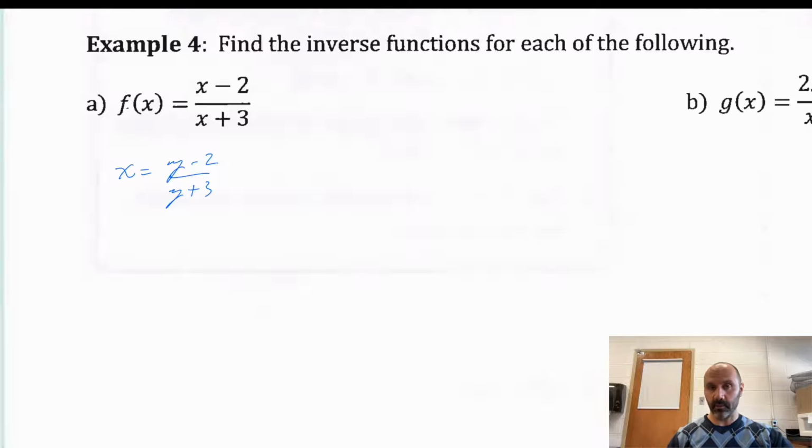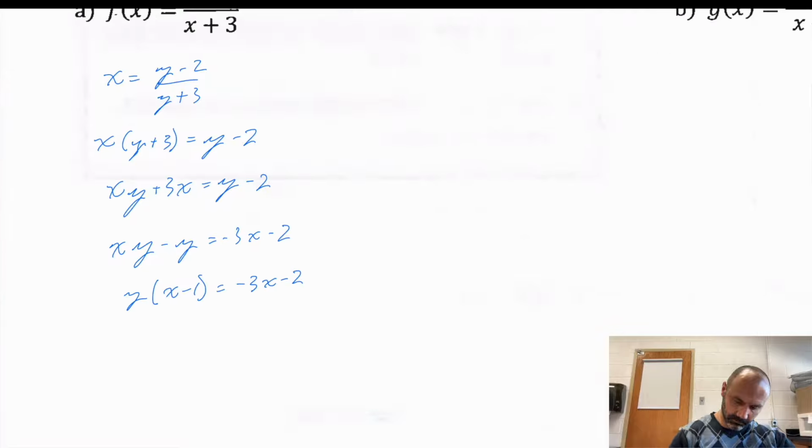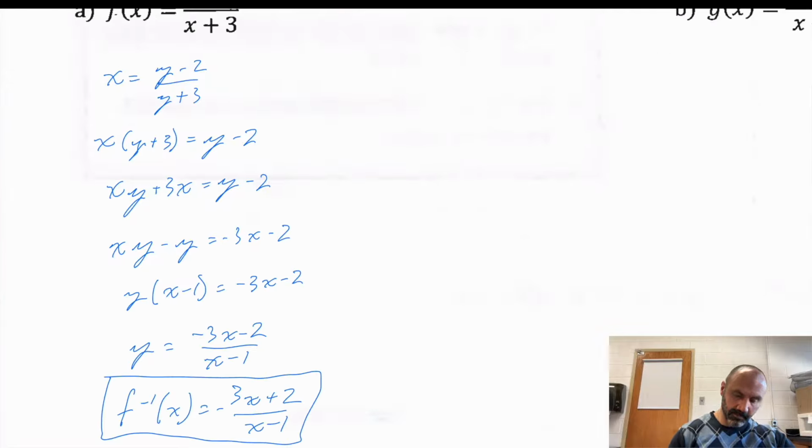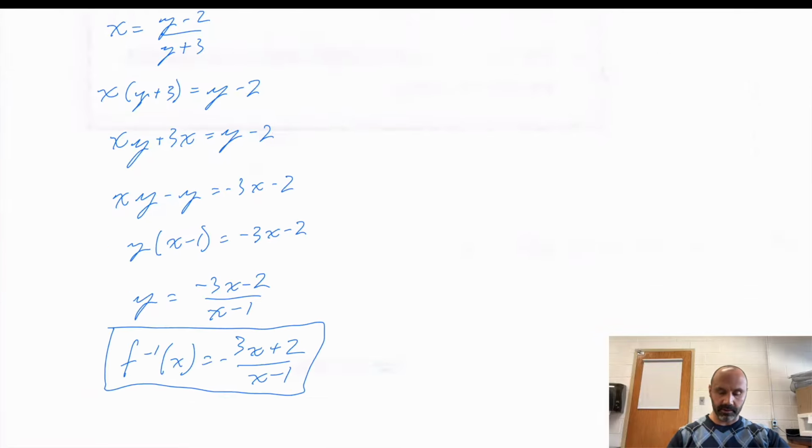And now I have to solve for y. Okay, so there's some steps there. It's just algebra of solving for y. And then I replace that with inverse f of x equals negative 3x plus 2 over x minus 1.